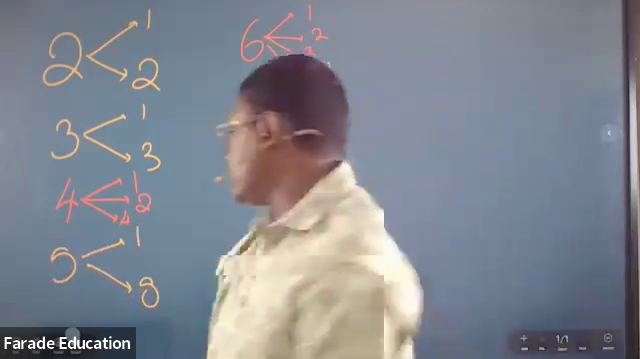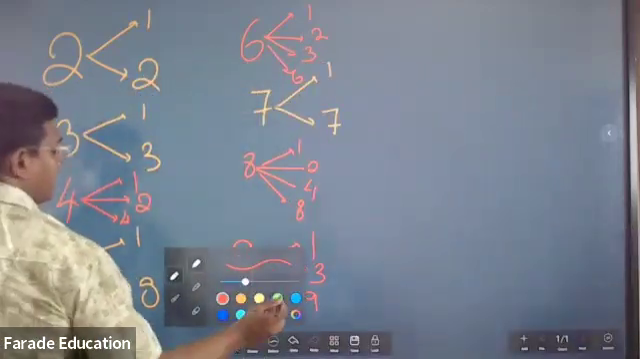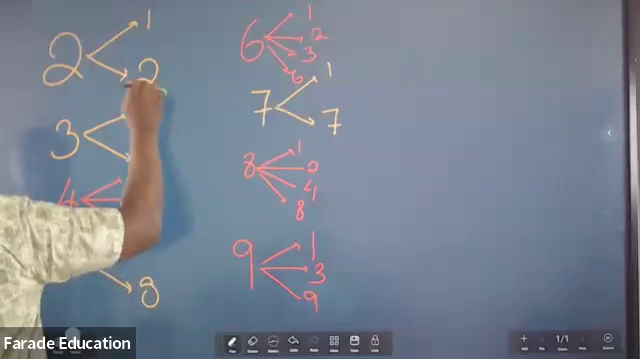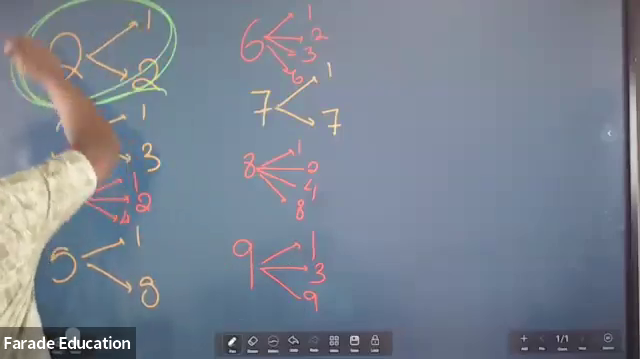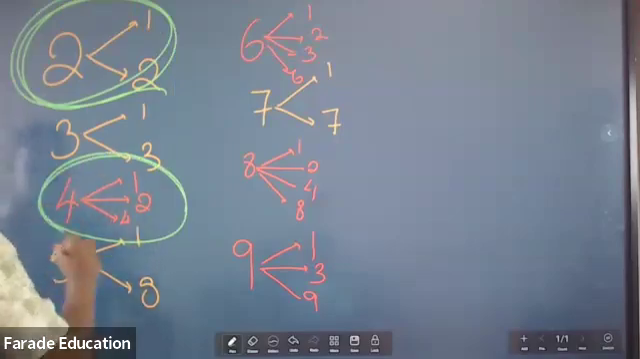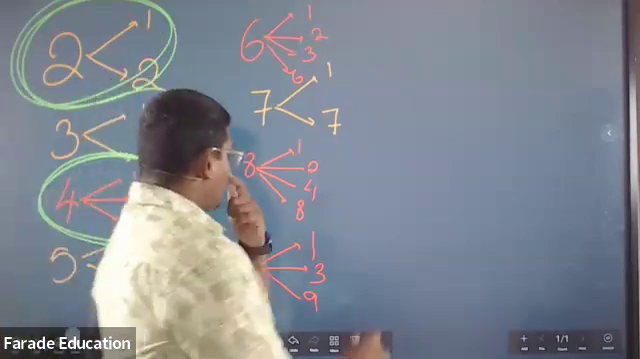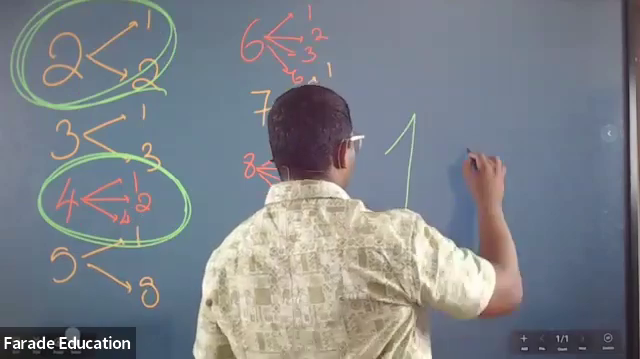So according to this, the smallest prime number is what? The smallest prime number is 2. And the smallest composite number is 4. So then, what is 1?